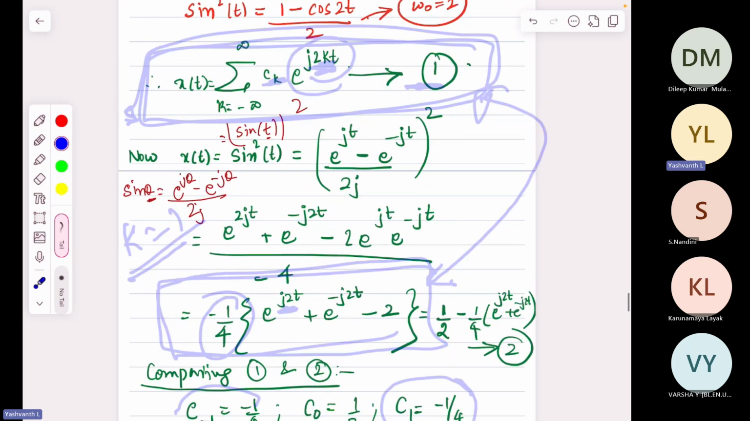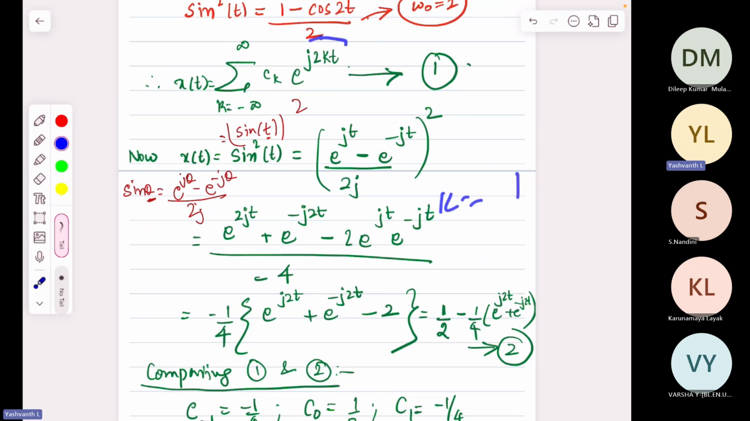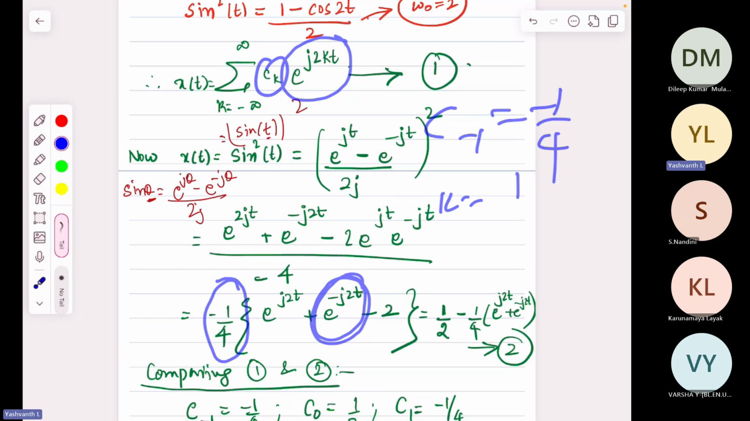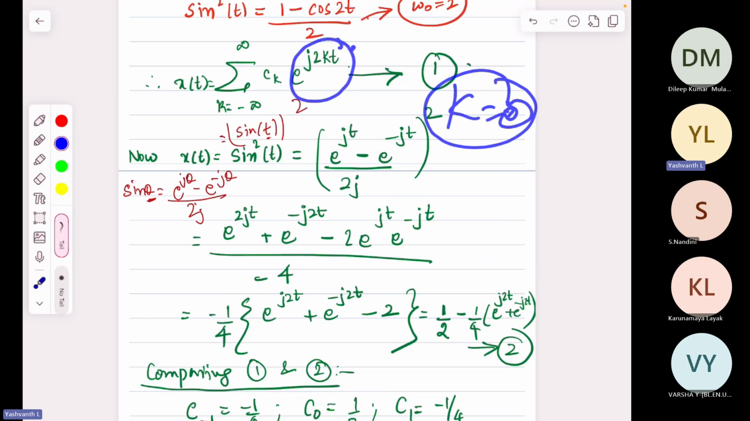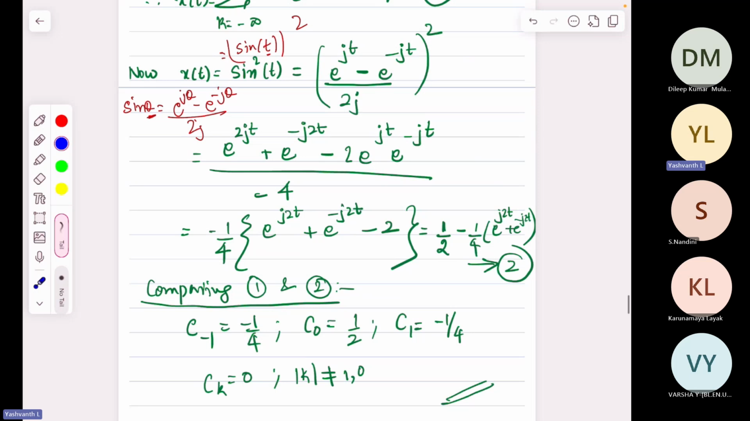Similarly, if I put k equal to minus 1, I will get e power minus j2t, which is also there here, and the corresponding coefficient is minus 1 by 4. Therefore C minus 1 is also equal to minus 1 by 4. Now the last remaining term is minus 2. For what value of k will this exponent become 1? When k equals 0, e power j2kt is equal to 1. There's only ck, and that is nothing but C0. C0 is equal to 2 by 4, equal to 1 by 2.